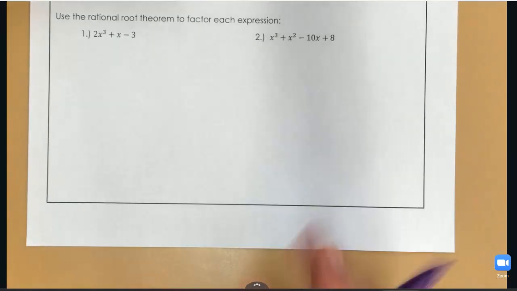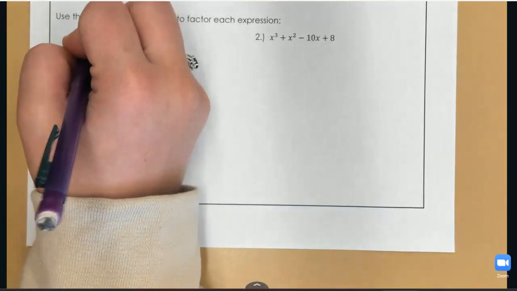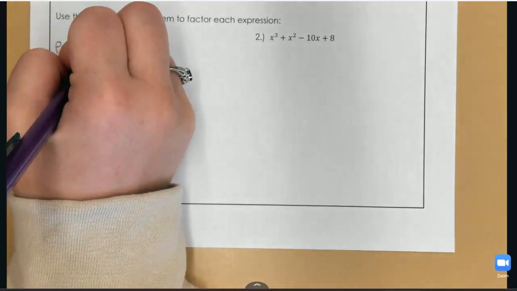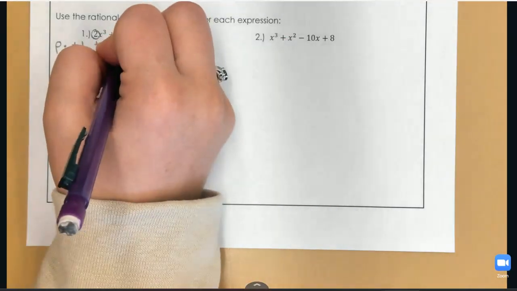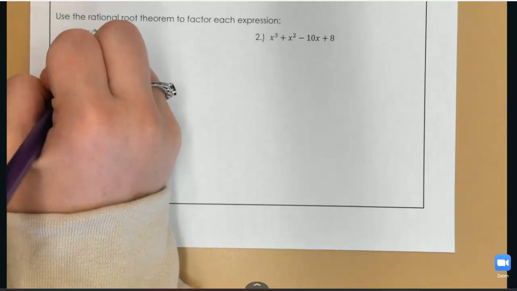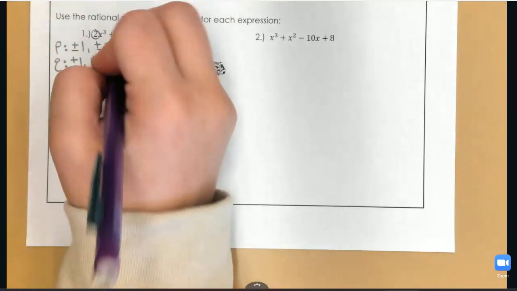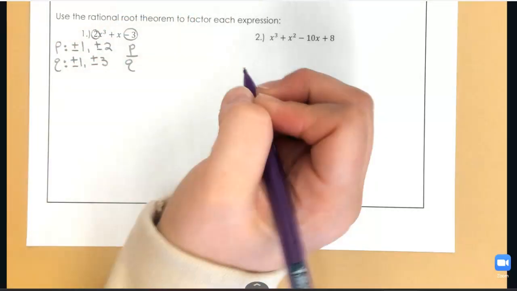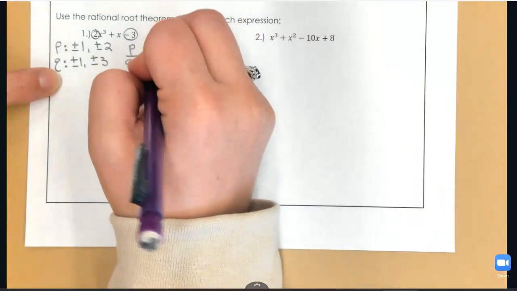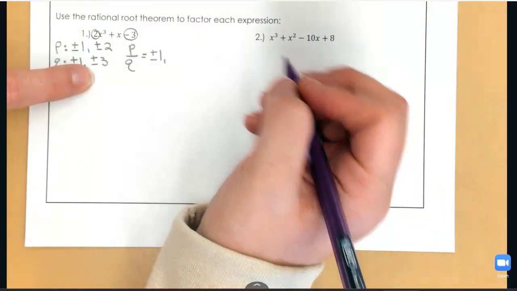So first we're going to find all of our possible roots. Here p is 2. So again, those possible factors are positive negative 1, positive negative 2. My last constant is negative 3, so q could be positive or negative 1 or positive or negative 3, which means we have fewer options for p over q. If p was 1, then I could have 1 over 1, which is just 1, or I could have 1 over 3.